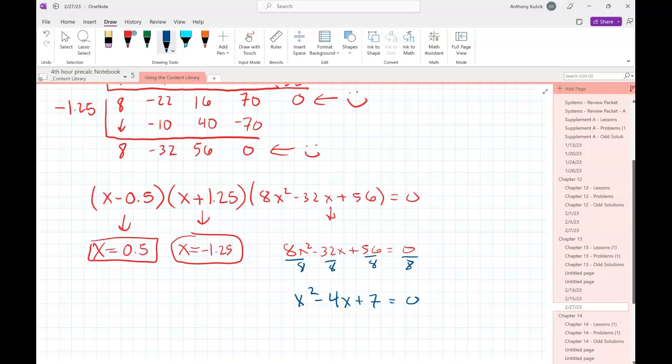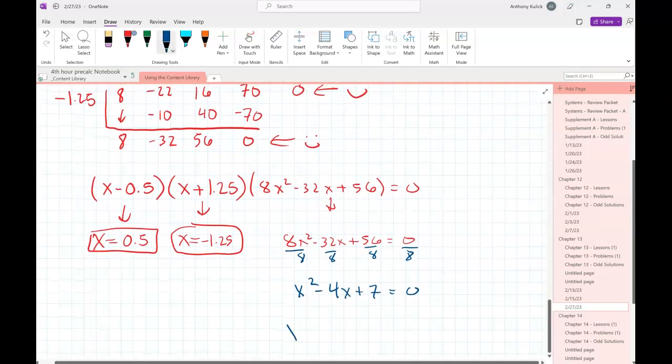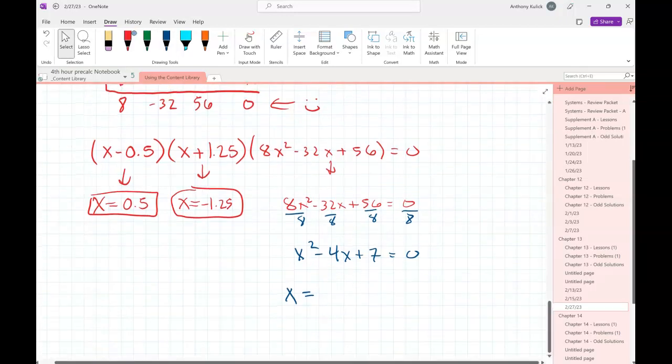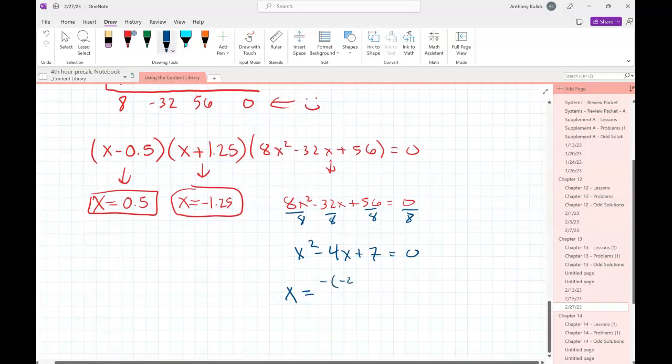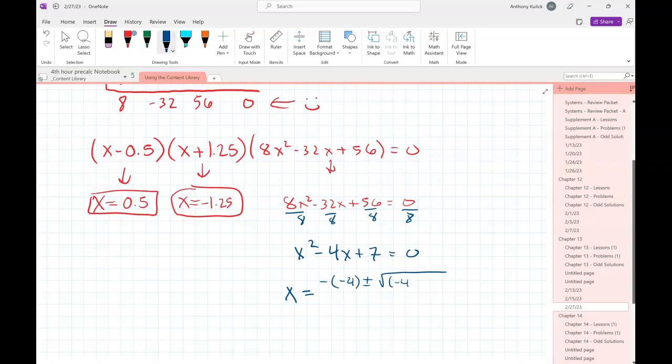Now note here, at least, there's not two numbers that multiply to give us 7 and add to give us -4. So factoring's out of here. So quadratic formula it is. What's the equation? -b plus or minus square root b squared minus 4ac, all over 2 times a.